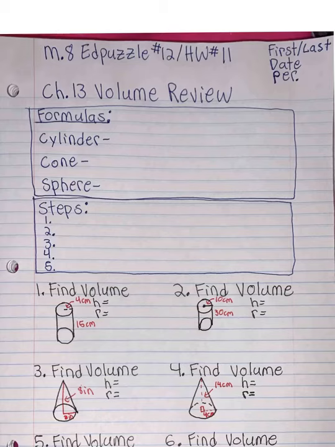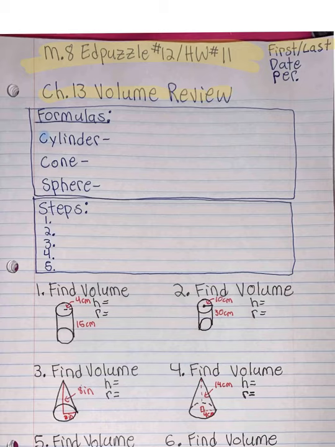This is Monday. We are on Edpuzzle number 12 / homework number 11. I think it's day 26 of quarter 4. So this week we're just going to review everything we've gone over the last 3 weeks. So make sure you title your paper volume review, first and last name, and everything like we used to.